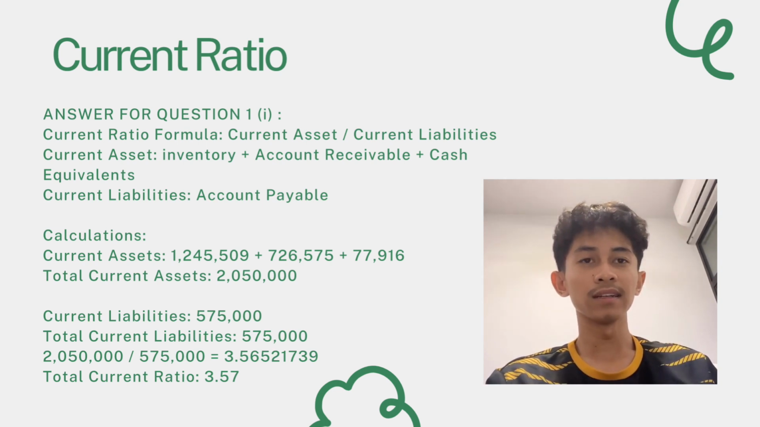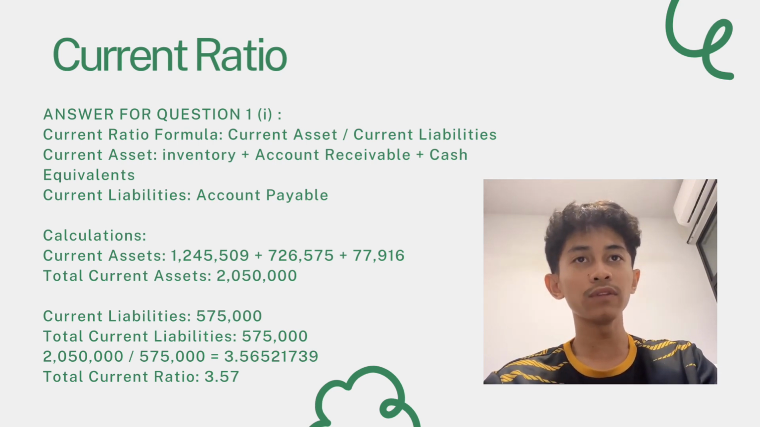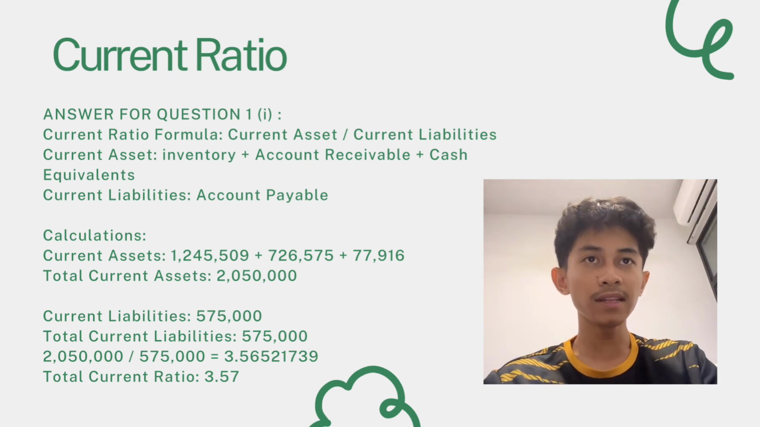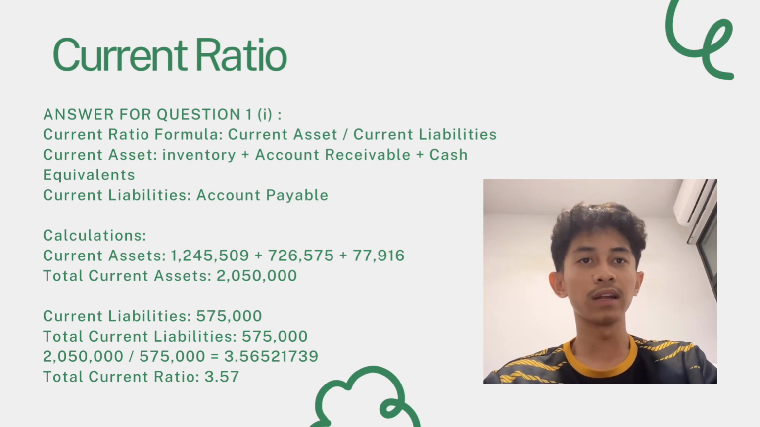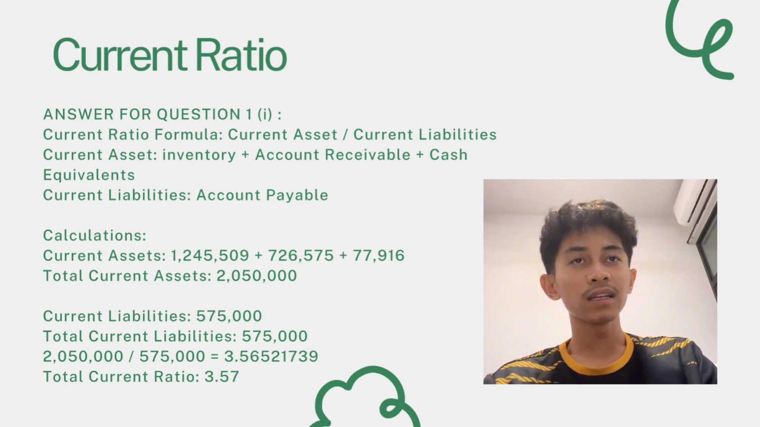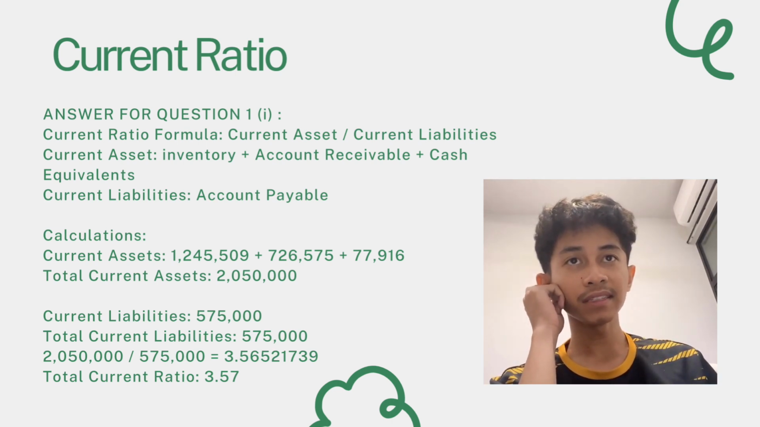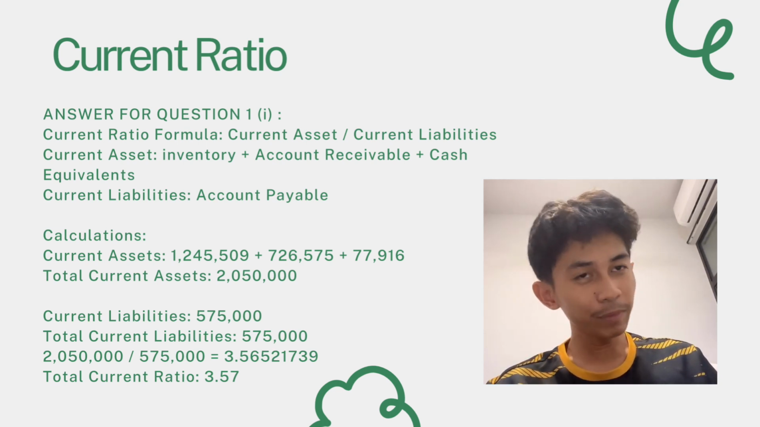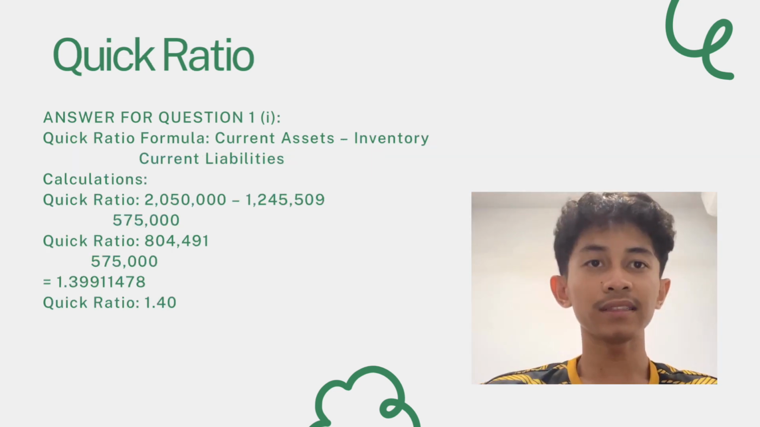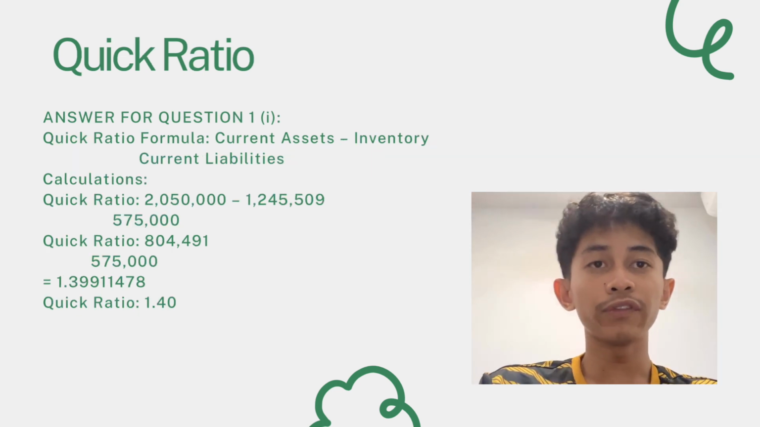For the current assets calculation, the inventory of Dura Ltd is 1,245,509, plus the accounts receivable of Dura Ltd is 726,575, plus their cash equivalents is 77,916. And their total current assets will be 2,015,000. Next, let's move on to the next ratio, which is the quick ratio.